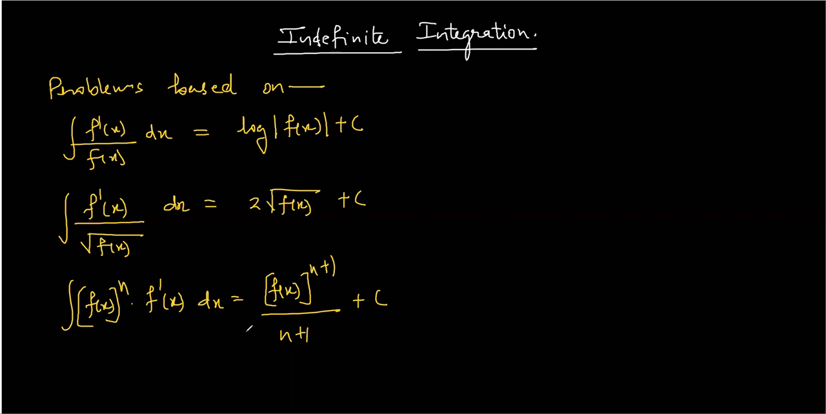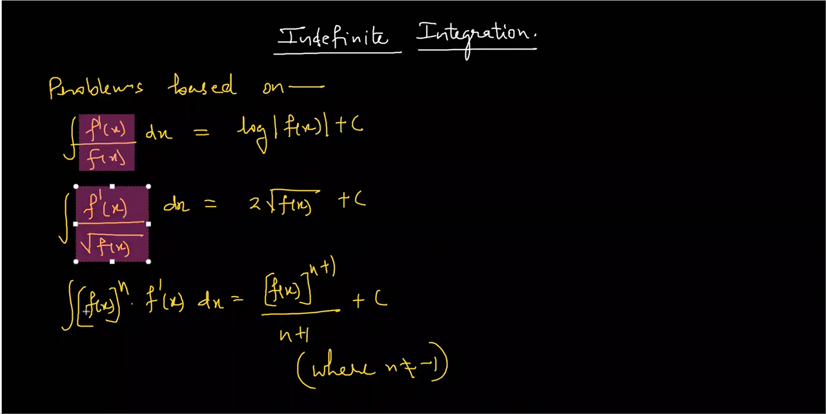Because if n is negative 1, this right hand side will be undefined. So here you can write a note: n is not equal to minus 1. In the first one, what you followed? See, this is the integrand. What you are integrating is the integrand. In the second one, this is the integrand. And in the third one, this is the integrand.